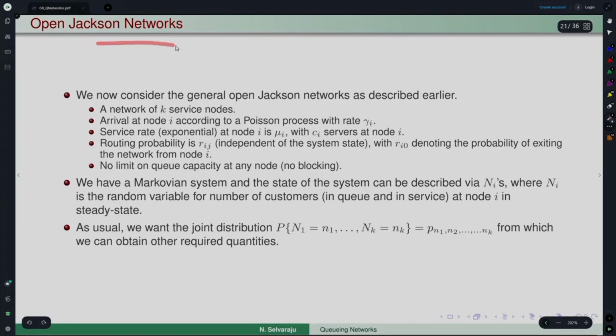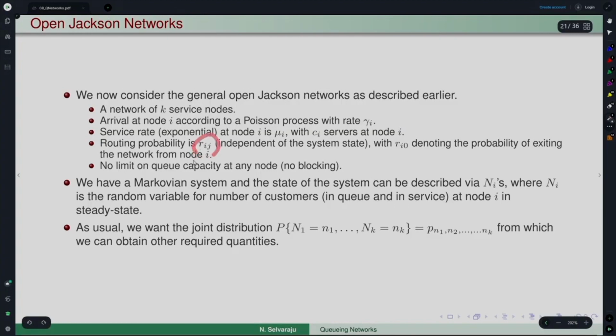Hi and hello everyone. What we have been seeing was the idea of what is called an open Jackson network, which, let us recall the description, is a network of k nodes. External arrivals happen according to a Poisson process, and the service at each node is according to an exponential distribution, and there is a routing probability of customers moving from one node to the other node, which is denoted by Rij, and there is no limit on queue capacity at any node.